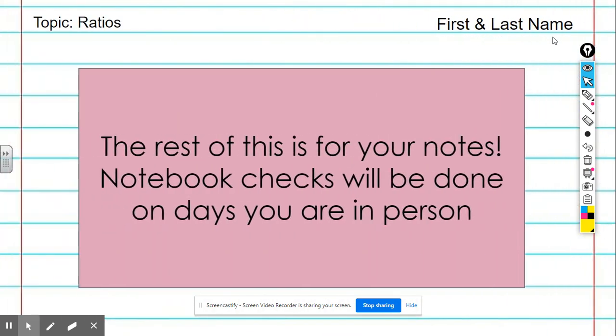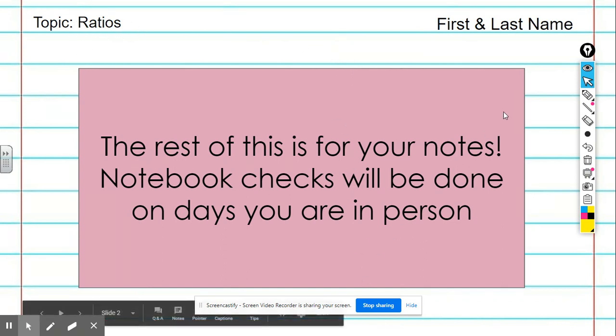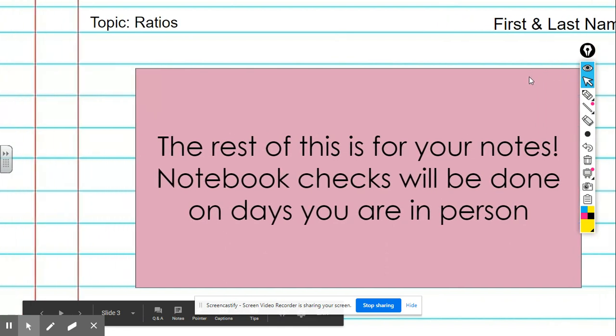Reminder, you need to put your first and last name up in the right hand corner, the topic ratios or problem solving ratios, and then yes, you need to take notes.